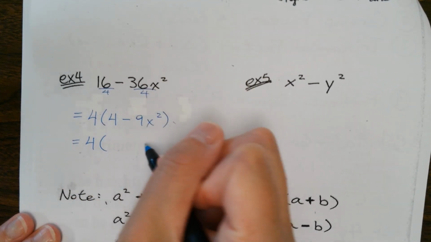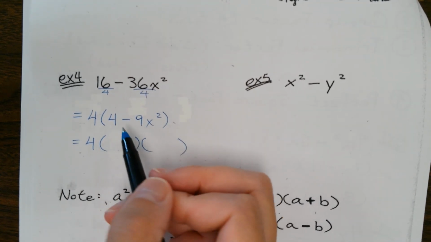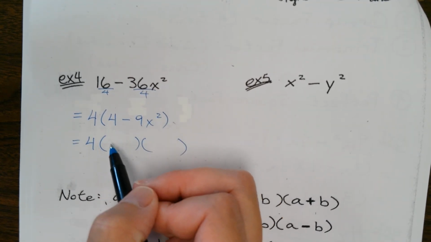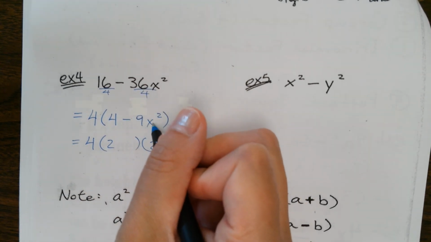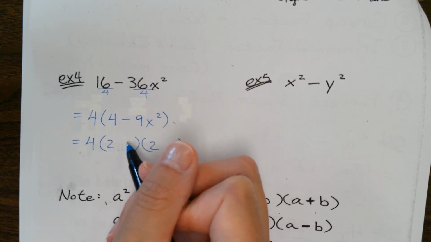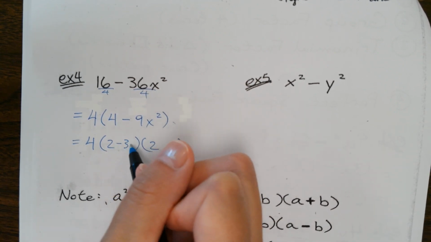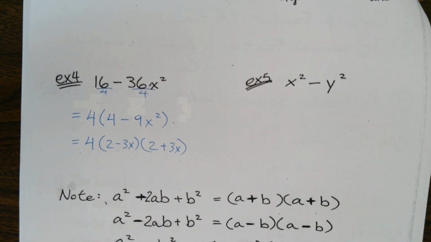Okay, so then I have the 4. What are my 2 brackets then? How do I break up the 4? Yep. 2 and 2. And then the 9x squared. Yep. Minus 3x and plus 3x. Perfect. Yep, that's it.